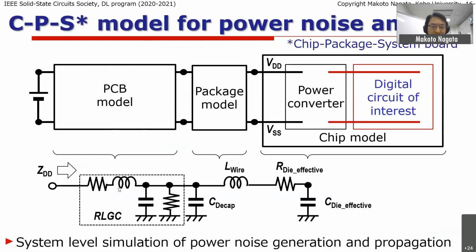And the PCB model, in this case, is RLGC: resistance, inductance, capacitance, and conductance models. It's a distributed model, and we often have a lumped decap in between on the PCB board. And the chip itself can be simply represented by the chip capacitance and also the series impedance on the power delivery network. Those are passive models. And we need active models that stand for the power consumption currents of the circuits under operation. This is the so-called CPS, chip package system board model.